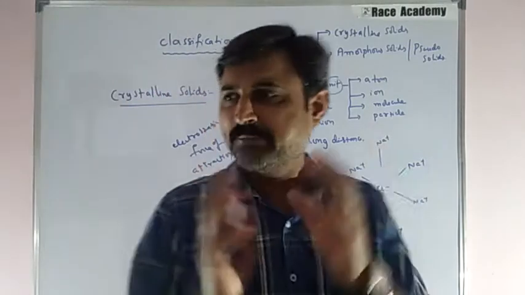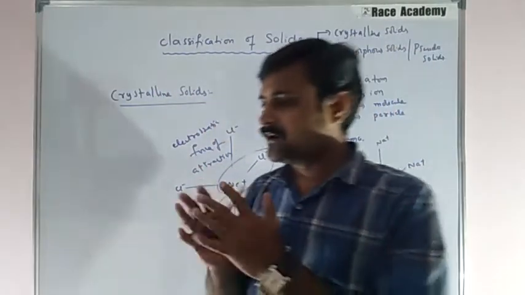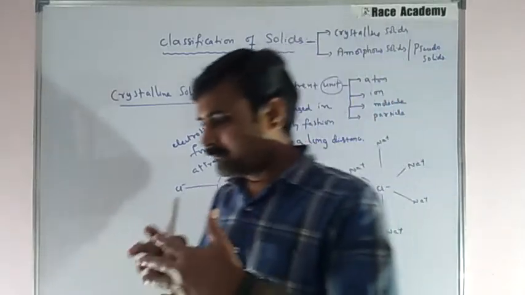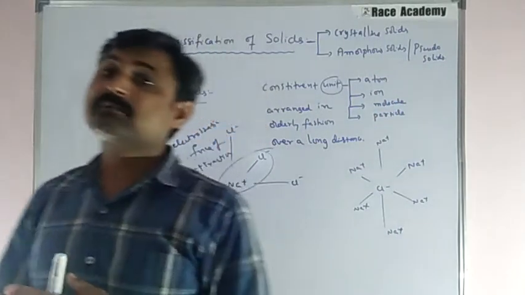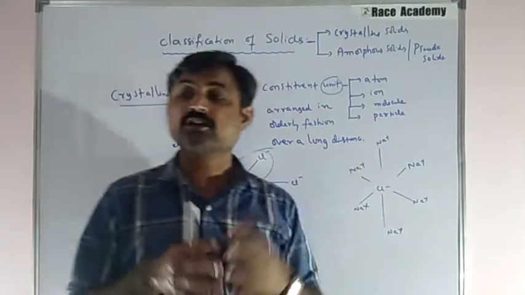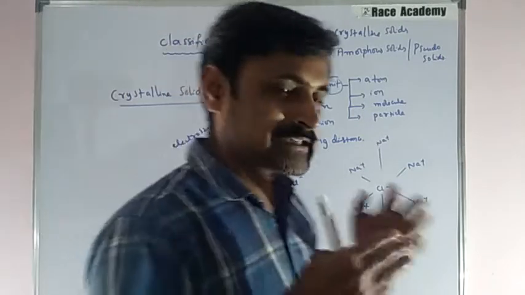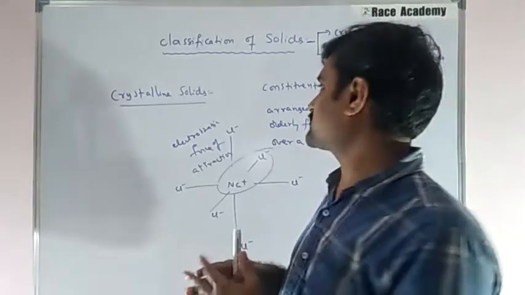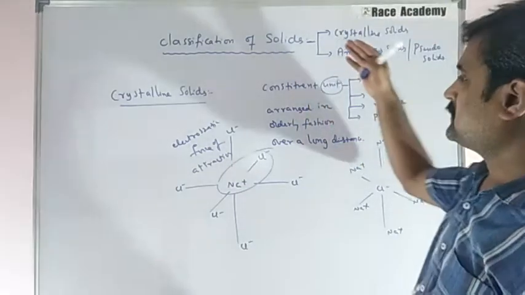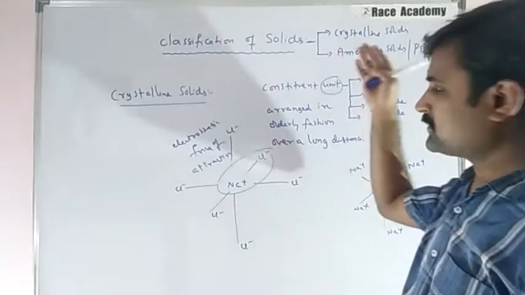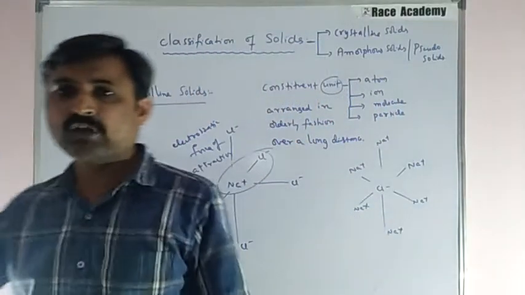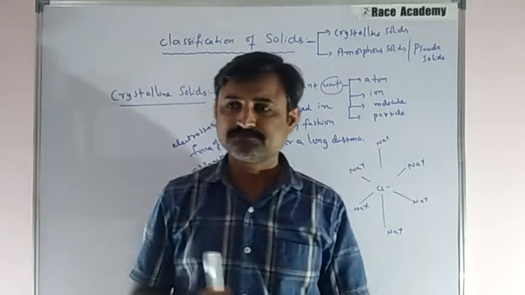They will vibrate in their equilibrium positions only. That's why vibrational motion is there, but translatory motion is not there. That is the characteristic feature of crystalline solids, which is noticed in NaCl, diamond, sugar and other three-dimensional network substances.